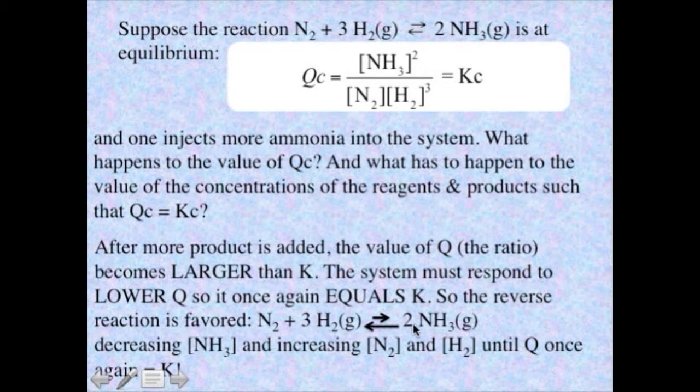Product decomposes to nitrogen and hydrogen faster than the forward reaction occurs. It decreases ammonia, it increases nitrogen concentration and hydrogen concentration, and that keeps going on until Q once again equals K, and you're at equilibrium.